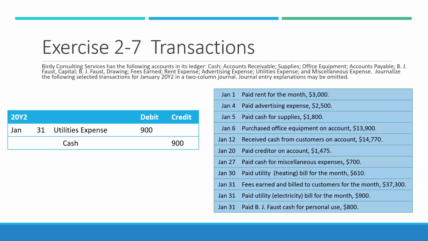Here we paid a utility bill, and then here we gave B.J. Faust a drawing. The drawing account increased and cash decreased. Does it make sense to you when we look at each transaction and we pick it apart? To put it in this journal form, we have to take the debit first. And what I do is I just try to go, okay, what happened here, guys? First of all, what accounts were used? And then once I decide what accounts are used, then I decide what happened to them. Did they increase or decrease?